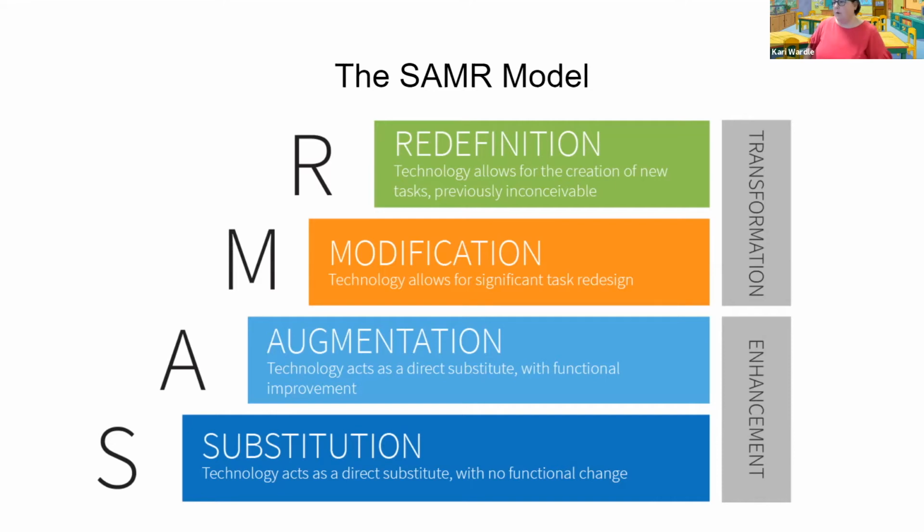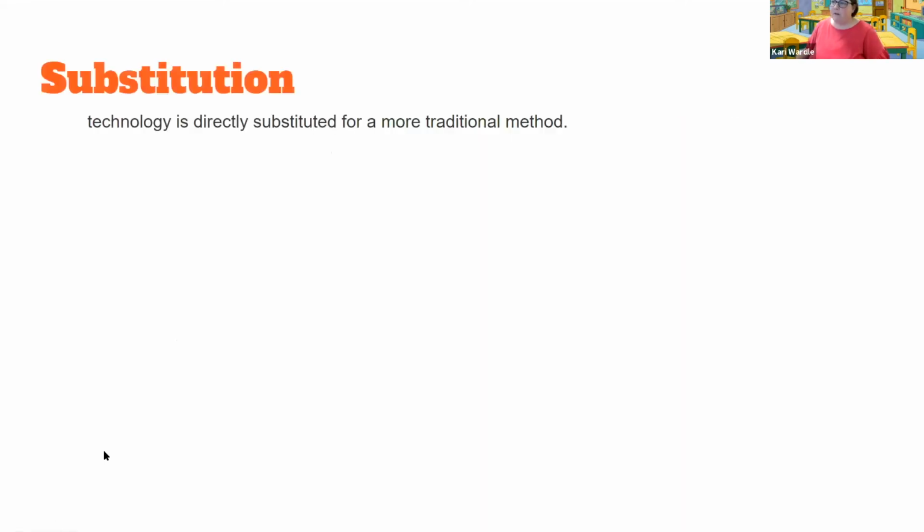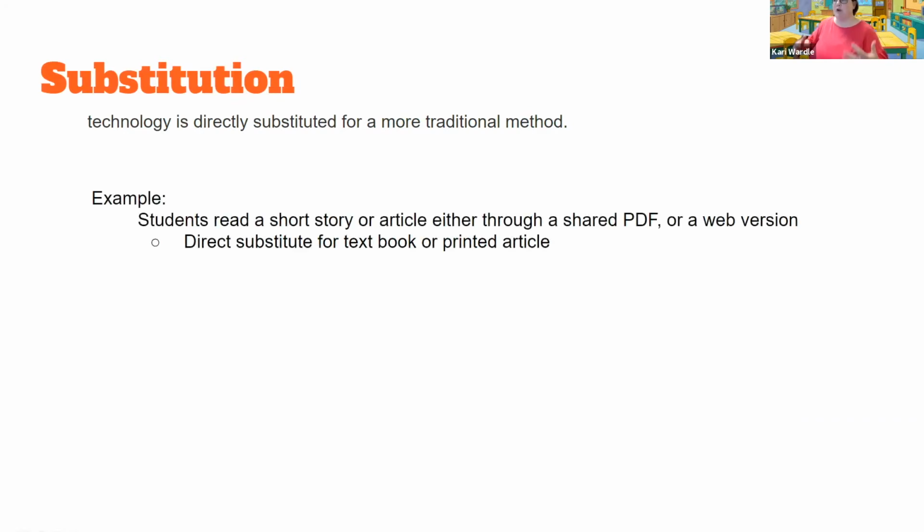And so when we are looking at each of these steps, we just talked about this, where substitution is just that you directly substitute it for more traditional models. So an example of that is, rather than students reading a story or article out of the textbook, or that you printed and copied and handed out, they're reading a PDF version, right? So it's basically just you're substituting one thing for another.